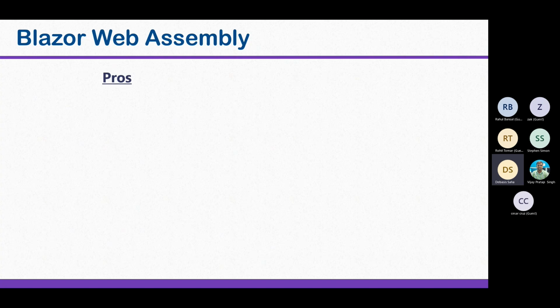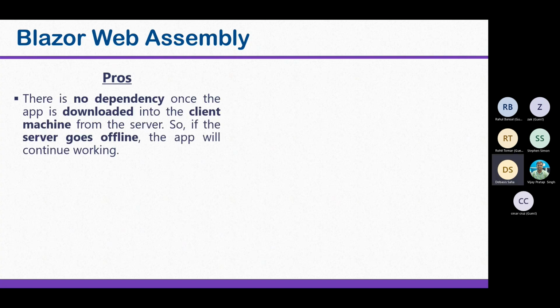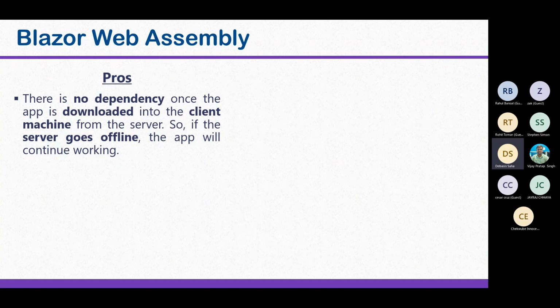So in case of WebAssembly, there are many different benefits of using the WebAssembly based hosting model. Like there is no dependency once the app is downloaded into the client machine. Means once we open the application in the browser for the first time, the browser downloads the dependencies and related .NET framework related dependencies into the client browser machine. So once the first download is done and all the dependencies are downloaded, from next time onward it does not require hitting the server. In that case, it automatically works as an offline concept.